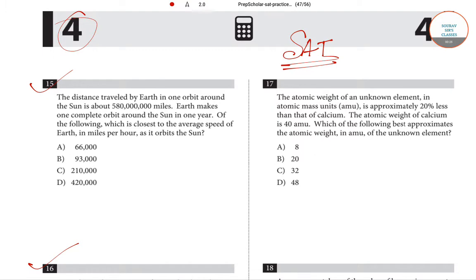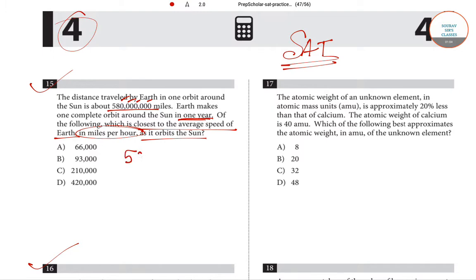We will solve first question number 15. Question number 15 is a problem of arithmetic. The distance travelled by Earth in one orbit around the Sun is about 58 and 7 zeros miles. Earth makes one complete orbit around the Sun in 1 year. So Earth takes 1 year to complete the whole orbit. Of the following, which is the closest average speed of Earth in miles per hour as it orbits the Sun?